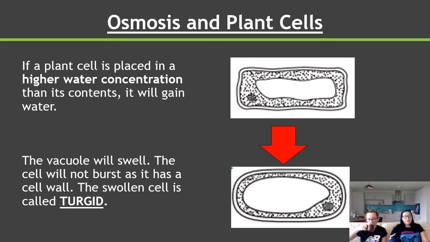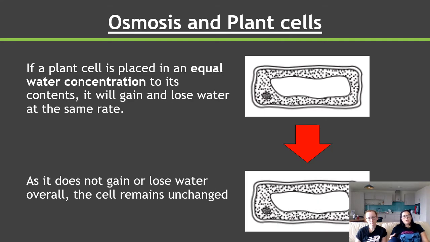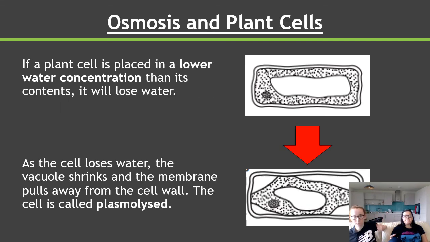Okay, now the vacuole, you also notice from the middle, is also large as well, so that's another feature of a turgid cell. So again, if a plant cell is placed in an equal water concentration to its content, so the same outside as the actual plant cell on the inside, it'll gain and lose water at the same rate, and because it doesn't gain or lose water overall, the cell will look the same.